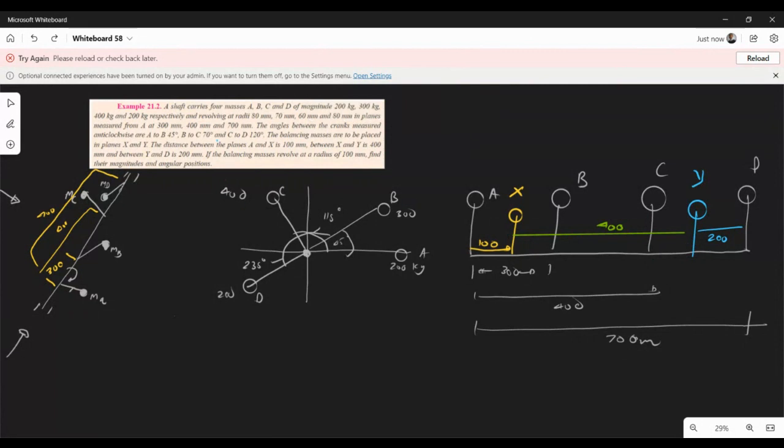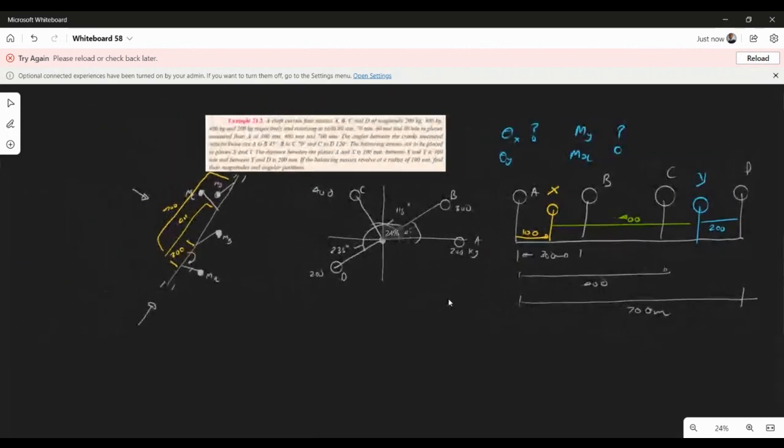Well, the question states that if the balancing masses revolve in 100 millimeters, so again giving the radius, right? Find the magnitudes and the angular position. So they want to know what's the theta of X and Y, and they want to know the mass of X and the mass of Y, and which positions. Is that clear to everyone?